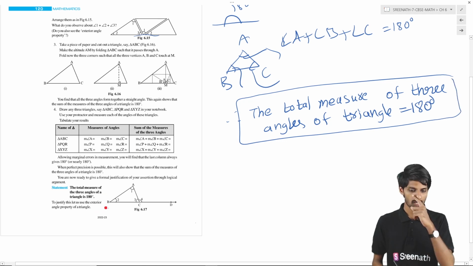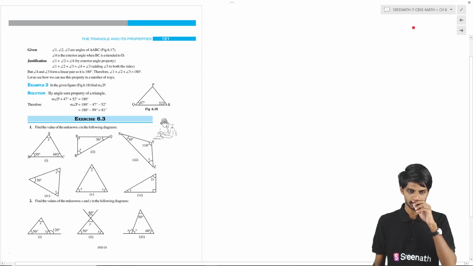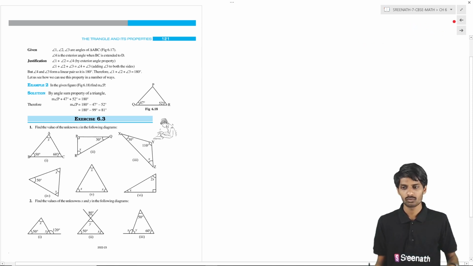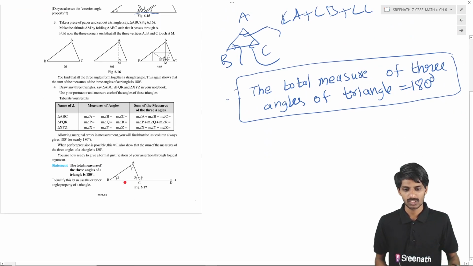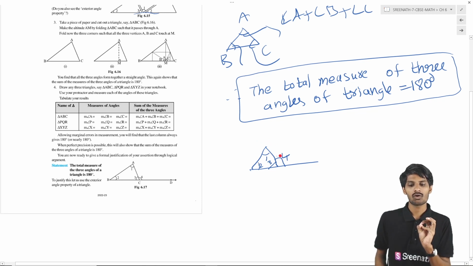Okay, so if you want to prove it, we can prove it also. How can we prove it? Here there is a method, students. Basically, here is the first angle, second angle, third angle, and it is the fourth angle, which is the exterior angle, students. We know the exterior angle equals the sum of these two angles. So we can replace this with angle 1 plus angle 2.